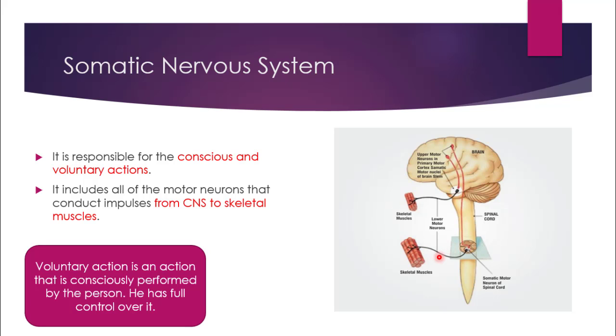As you can see in this picture, it consists of somatic motor neurons that transfer the impulses from the brain or central nervous system to all the skeletal muscles. So this is the somatic nervous system.